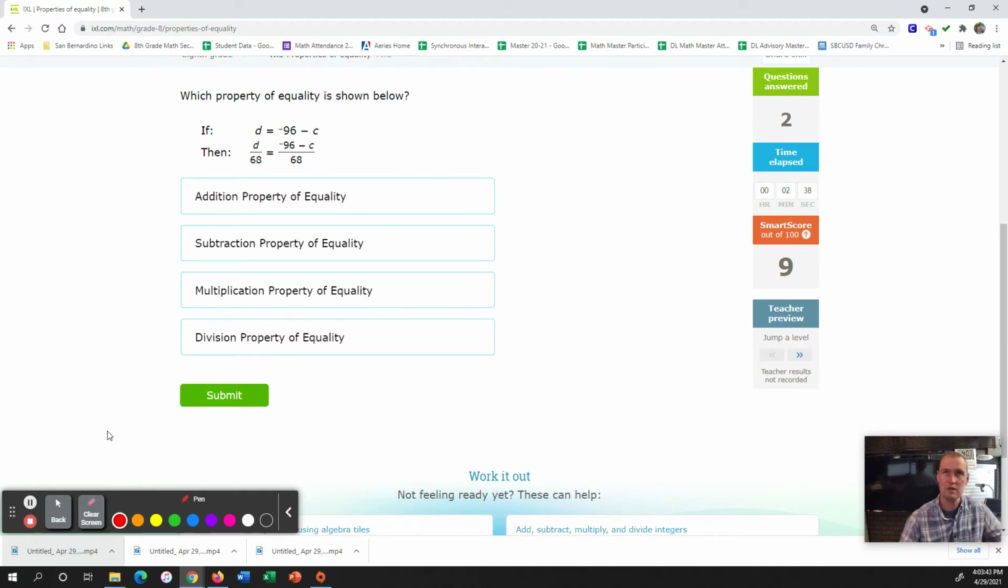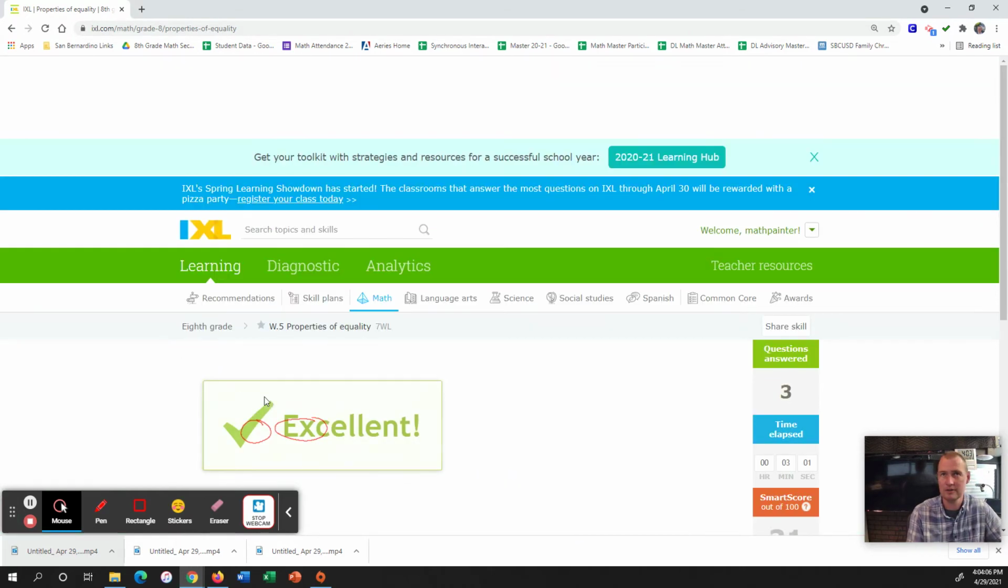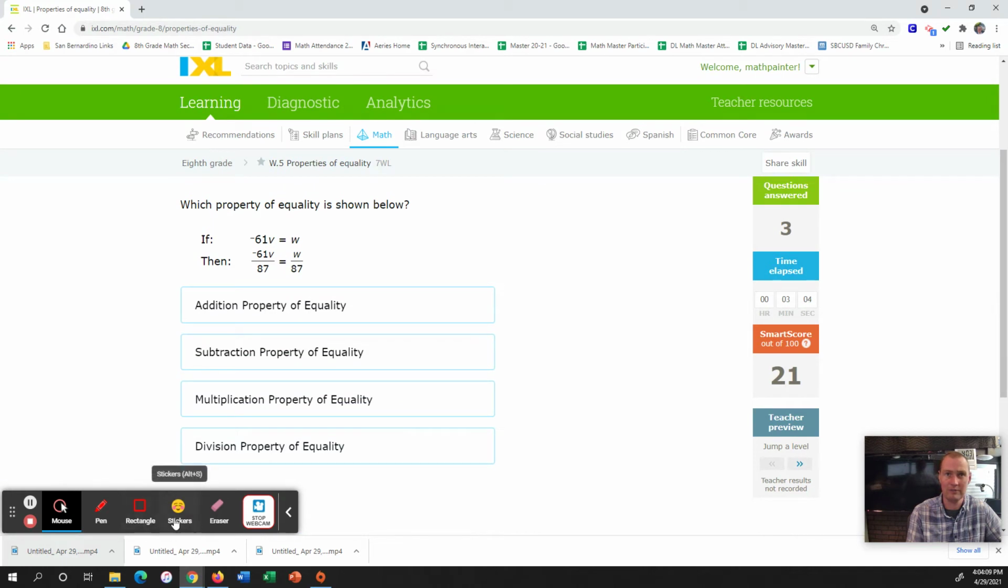All right. Which property of equality is shown below? Notice we have a change of divide 68. So I noticed that right away, divide 68. A fraction is division. So whenever you hear your teacher say, oh yeah, we're going to do fractions today, you're not really doing fractions, you're doing division. So in this case, we're going to use division property of equality. That's a pretty straightforward problem. All right, which property of equality is shown below? Notice that we are dividing both sides by 87. So division property of equality takes this one.